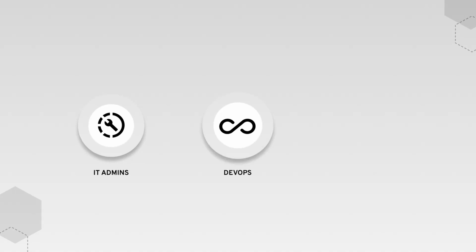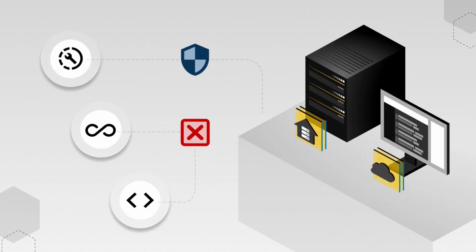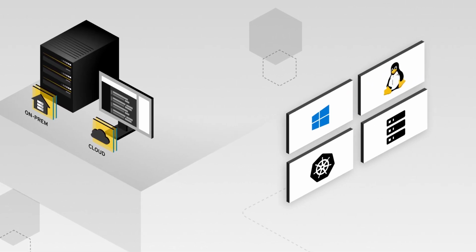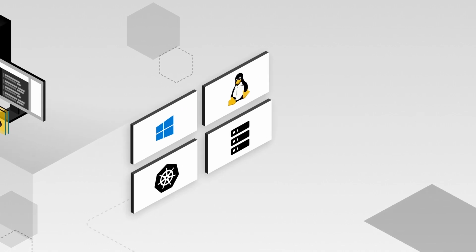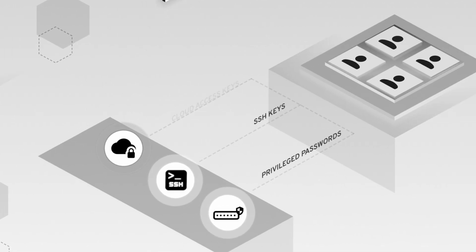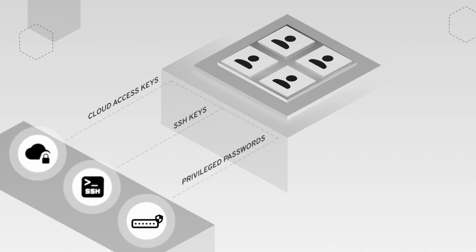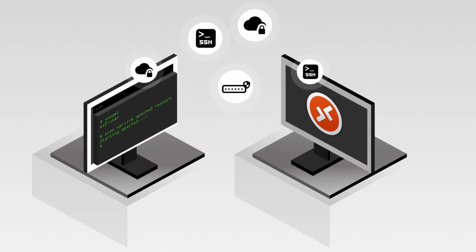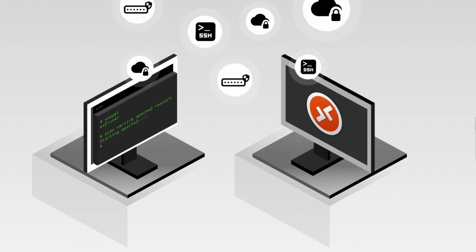IT admins, DevOps, and development teams struggle with managing and protecting access to infrastructure in the cloud and on-prem to endpoints like remote desktops, Windows machines, Linux servers, Kubernetes clusters, and databases. Typically, what we see happening in companies is that privileged passwords, SSH keys, and cloud access keys for connecting to infrastructure are usually just shared among team members, and then they end up getting stored all over the place in third-party connection tools like Microsoft Remote Desktop or SSH clients.